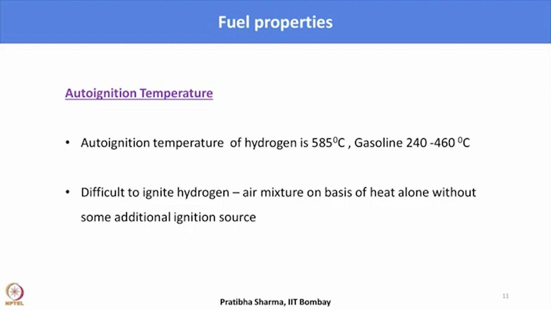Now this higher auto ignition temperature makes it difficult to ignite a hydrogen air mixture. It is difficult to ignite on the basis of heat alone. That means you require an additional ignition source to initiate combustion. This is an advantage in the sense that in engines where a higher compression ratio is required to have a better efficiency, we can achieve a higher compression ratio using hydrogen.